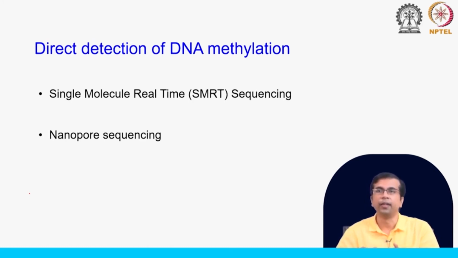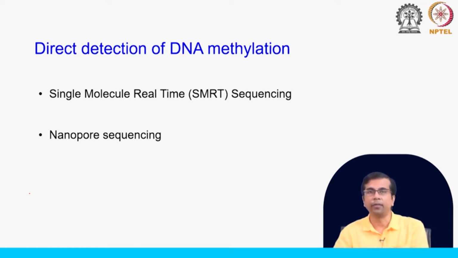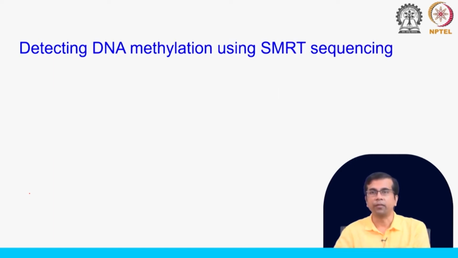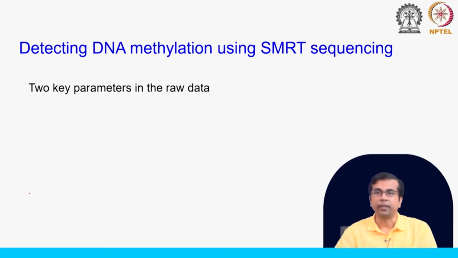Let us now see how these methods have been applied to identify DNA methylation in practice. First, we will talk about SMRT sequencing and how we can apply this method to detect DNA methylation. If you remember SMRT sequencing, the sequencing happens at the bottom of the zero mode waveguides or ZMWs. You have the DNA polymerase attached to the bottom of those ZMWs and the DNA molecule comes.